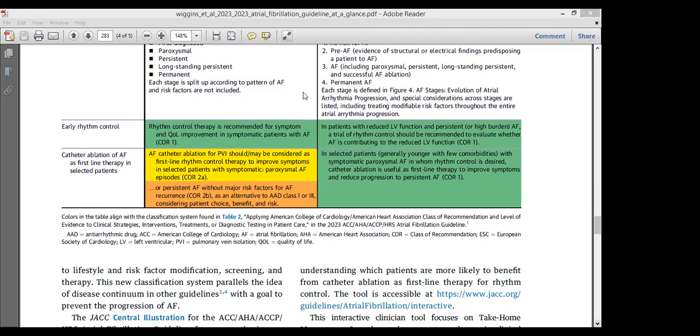So in summary, AF is now staged into 4. The at-risk stage are people that have modifiable and non-modifiable risk factors for AF, but they don't have AF. Then pre-AF are people that have structural and electrical changes that can predispose to AF, but they don't have AF. Stage 3 are people that have AF, paroxysmal, persistent, long-standing, and permanent, and people that have had successful ablation. Then stage 4 is people that have permanent AF, where they don't even want to achieve rhythm control again.